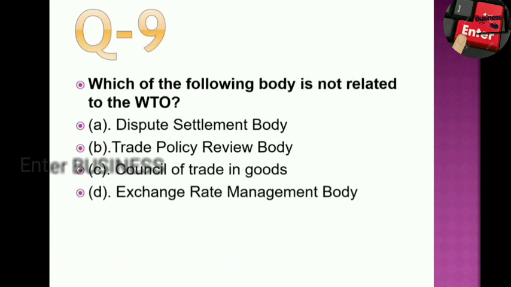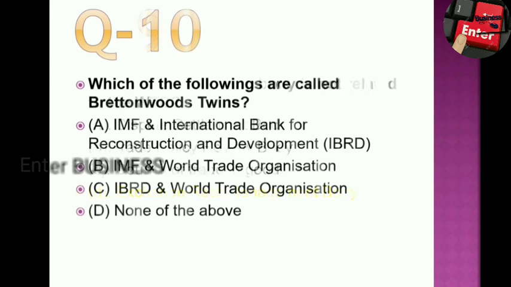The next one is, which of the following body is not related to the WTO? Option A, Dispute Settlement Body. Option B, Trade Policy Review Body. Option C, Council of Trade in Goods. Option D, Exchange Rate Management Body. So the correct one is option D, Exchange Rate Management Body.